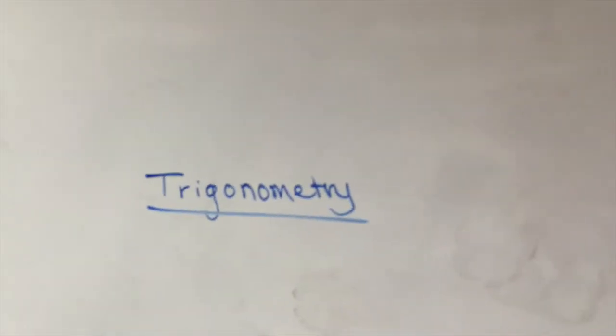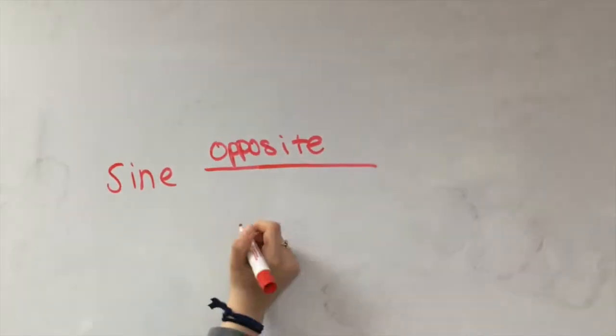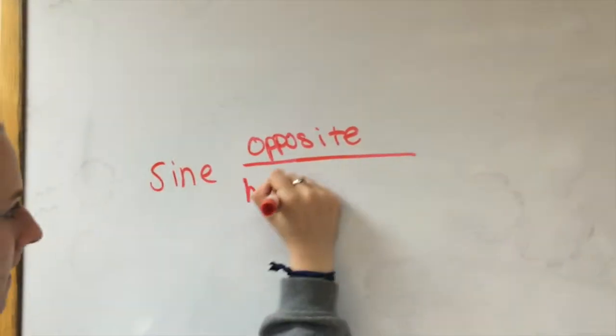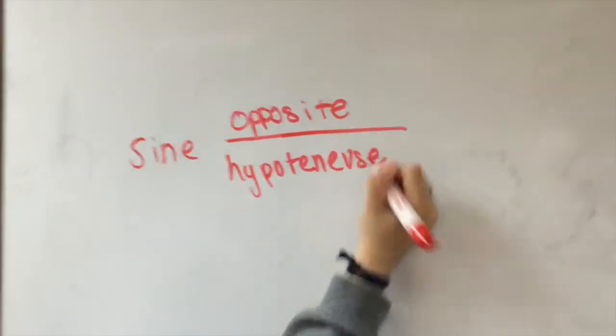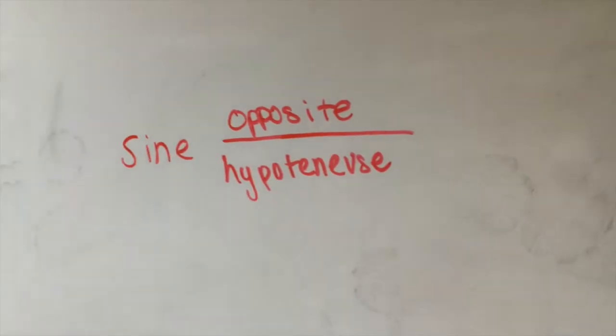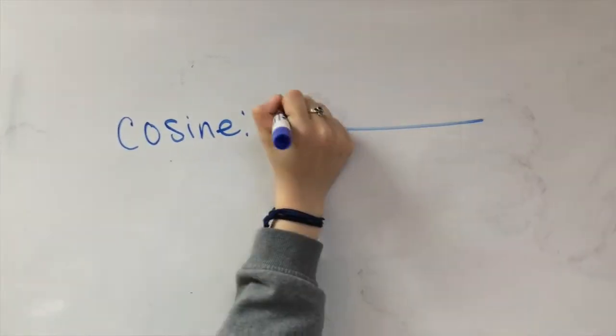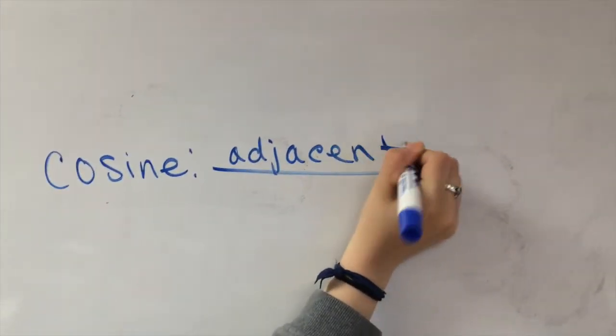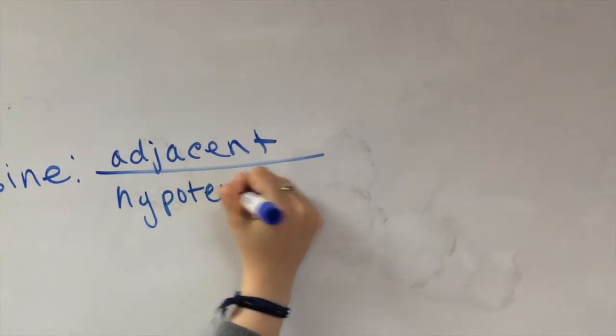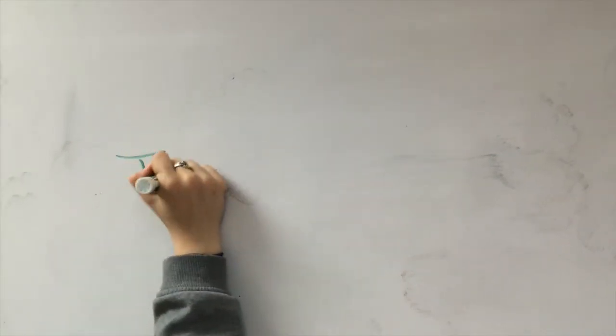Chapter 10, Section 5, Trigonometry and Area. Recap on SOHCAHTOA. Sine equals opposite over hypotenuse. The function of cosine is adjacent over hypotenuse. The function of tangent is opposite over adjacent.